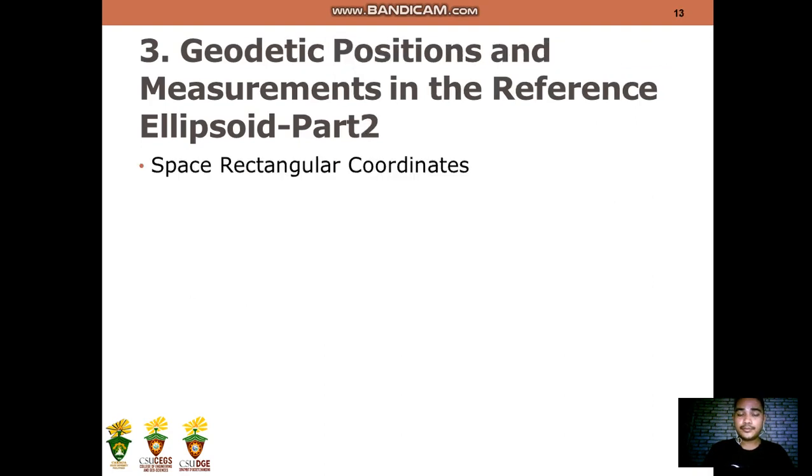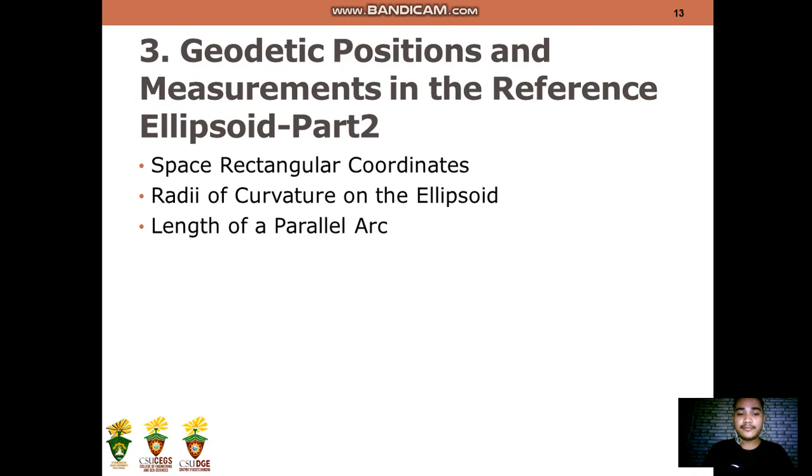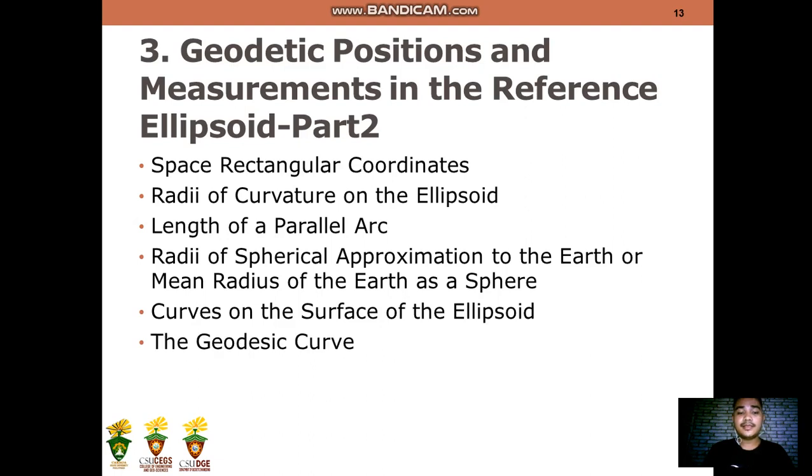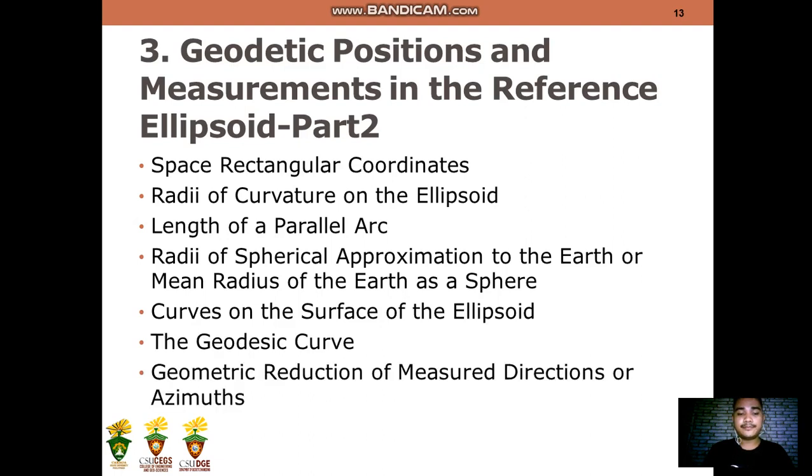For part 2, we are going to discuss space rectangular coordinates, the radii of curvature on the ellipsoid, length of parallel arc, radii of spherical approximation to the Earth or the mean radius of the Earth as a sphere, curves on the surface of the ellipsoid, and the geodesic curve. Lastly, we are going to discuss geometric reduction and measured directions or azimuth.